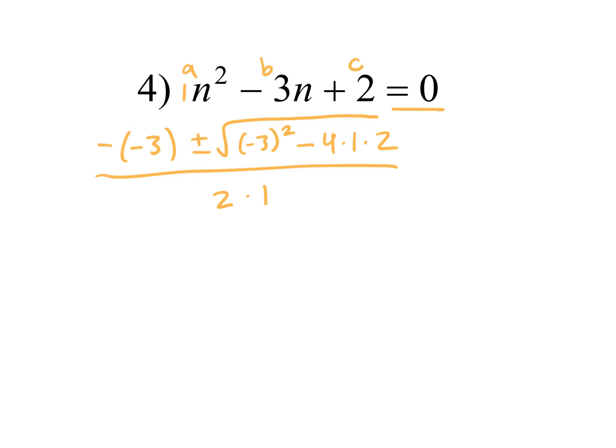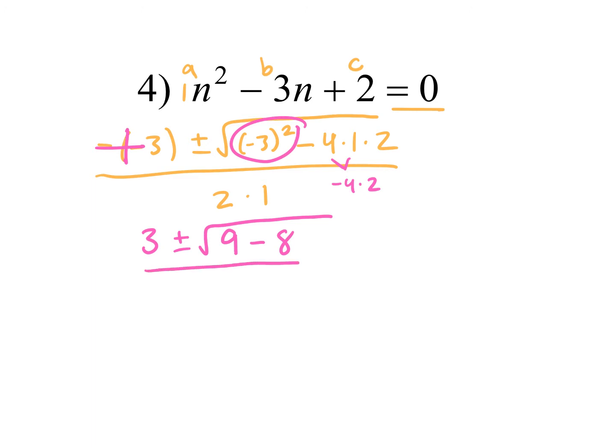So what should I do first to simplify? It becomes a +3, plus or minus. Awesome. -3 squared is 9, because it's -3 times -3, so it's a positive 9. And then what's -4 times 1? And -4 times 2? -8. Over 2 times 1, which is 2.